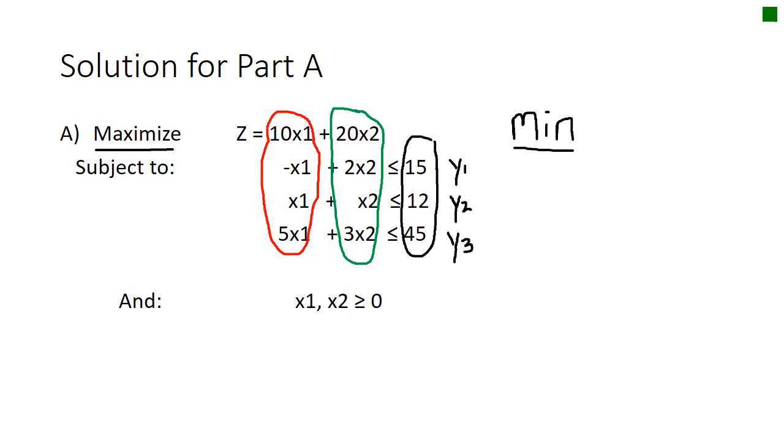Our second constraint is going to be 2y1 plus y2 plus 3y3 greater than or equal to 20. The statement at the very bottom here, that x1 and x2 need to be greater than or equal to 0, kind of stays the same for our dual problem. We're going to say that y1, y2, and y3 all do need to be greater than or equal to 0. This one you don't flip. It doesn't need to be less than or equal to 0. It stays greater than or equal to 0.